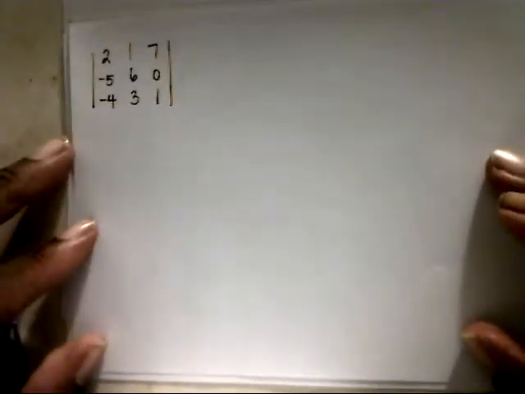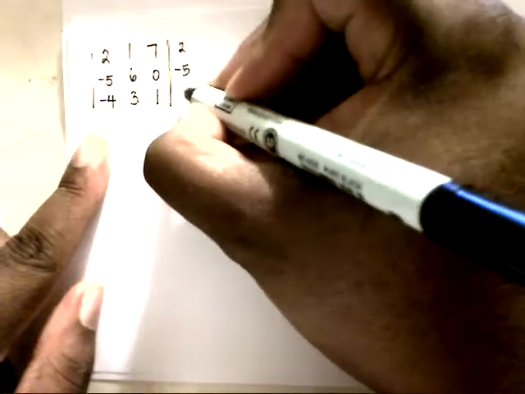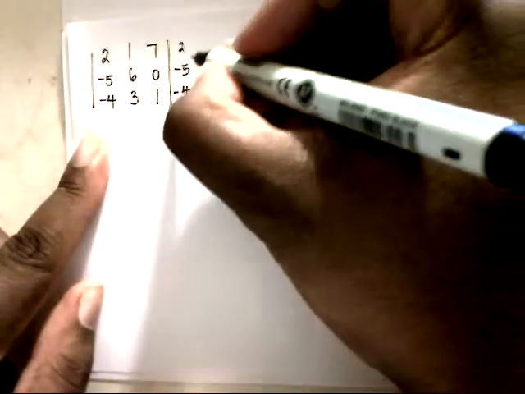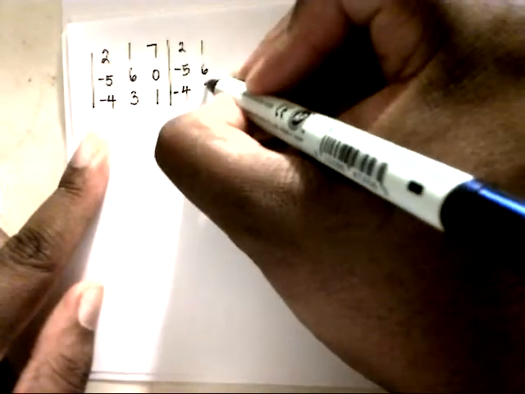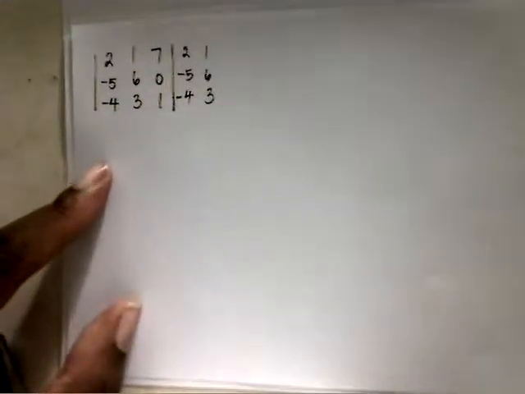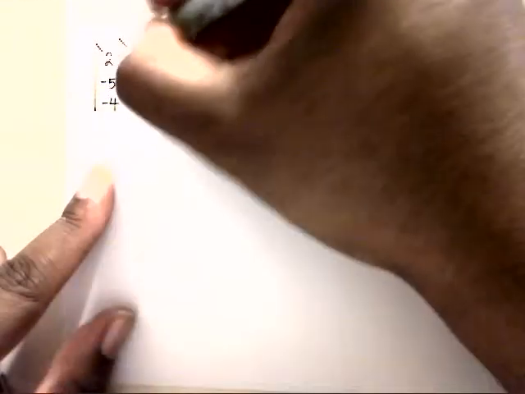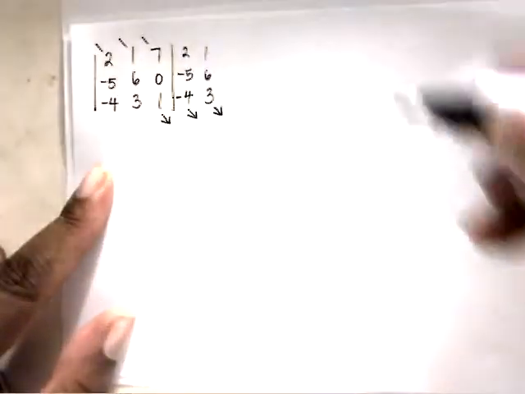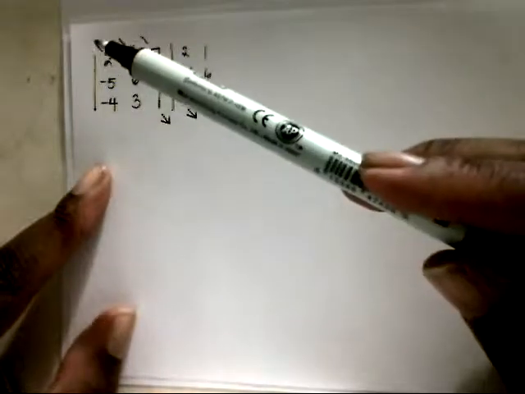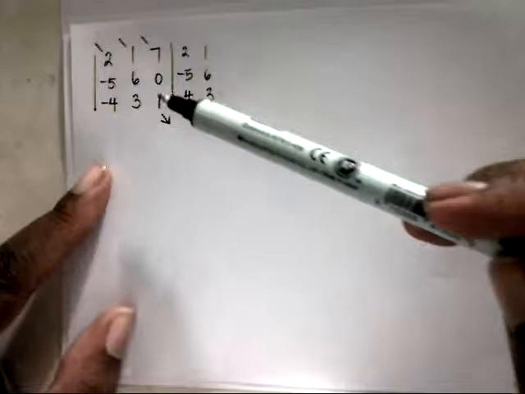Now another way that we can do it is this. Rewrite the first two columns of this matrix. So this will be 2, -5, -4, and then 1, 6, 3. Now here's how we're going to find the determinant. We're going to find the sum of each product of each diagonal going from the upper left to lower right. So now you got 2 times 6 times 1.